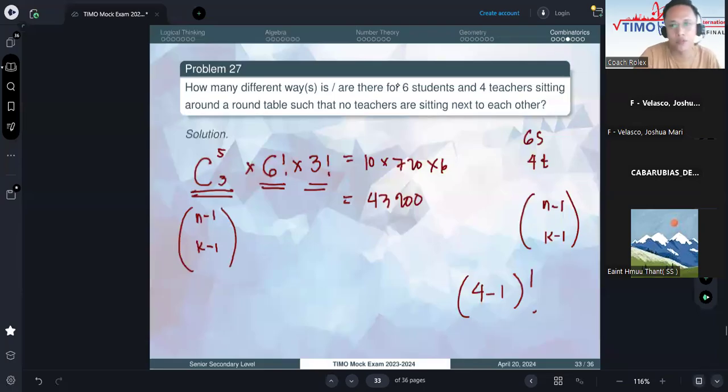So the number of ways to arrange the entire 6 students and 4 teachers in a round table: this one is the number of ways to arrange the 6 students only, and this one is the teachers only, in such a way that it is still a round table, but they cannot sit together. We cannot sit the teachers together, so that is why we subtract this by 1. And you simply multiply.